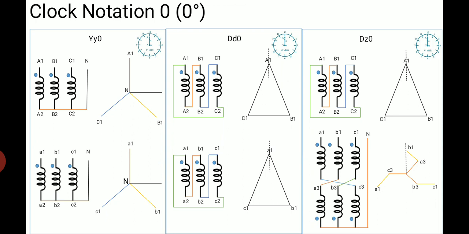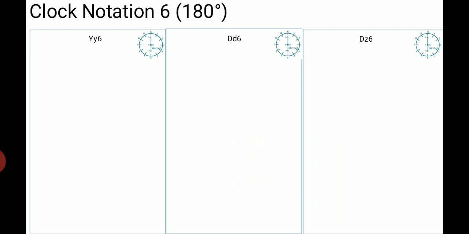So, the advantages that we get from the zigzag connection: it is less costly than the star connection. It provides low impedance to zero sequence current. It eliminates harmonic voltages and it provides perfect isolation between ground and the component. So harmonic voltage suppression can be done by using this zigzag connection. The other connections are YY6, DD6 and DZ6.